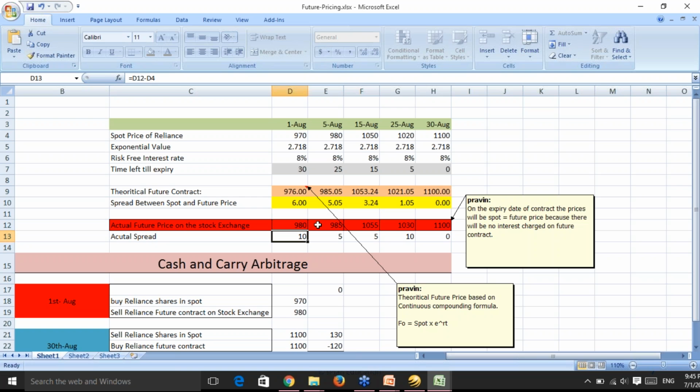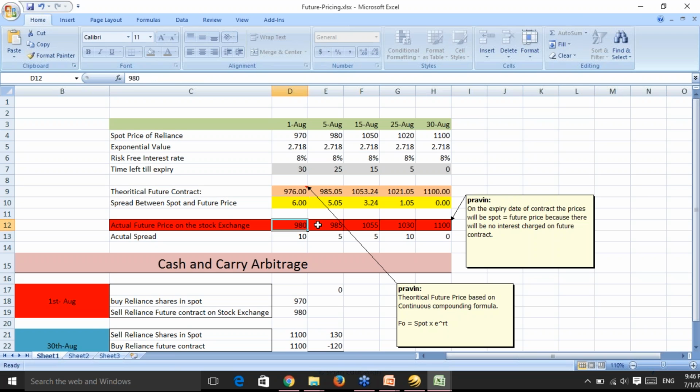So the spread is 10 here. So this price is 980. What I know is that if I deposit that same money into the bank, I'll get 6 rupees interest. So if the future contract is fairly priced, I won't go for the arbitrage, because I'll get the same interest from the bank if I deposit the same amount. So I don't need to go for an arbitrage.